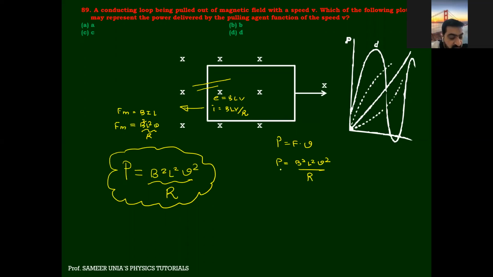And can you tell me whether this power which I am applying instantaneously is also the power delivered across the resistor? B square L square V square by R. Do you remember the story now? Yes, sir. So this is the same formula we are talking about.